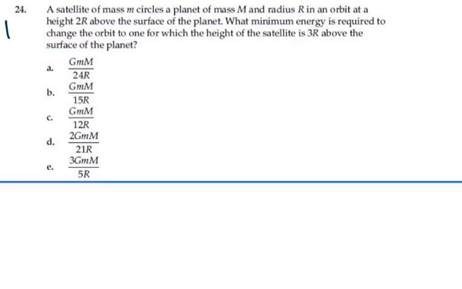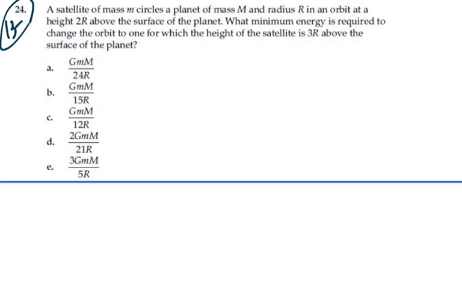Here's problem 1324. A satellite of mass m circles a planet of mass big M and radius r in an orbit at a height 2r above the surface of the planet. What minimum energy is required to change the orbit to one for which the height of the satellite is 3r above the surface of the planet?